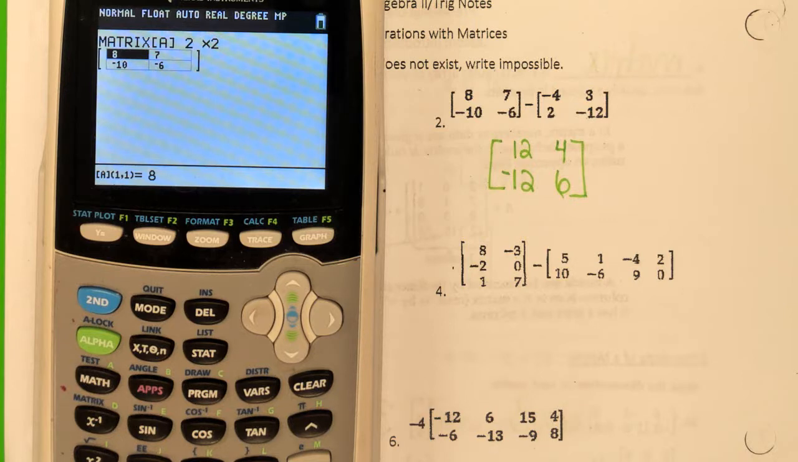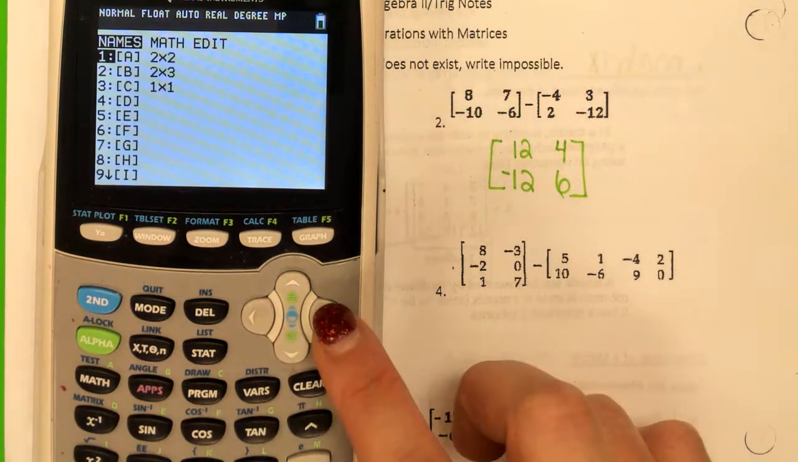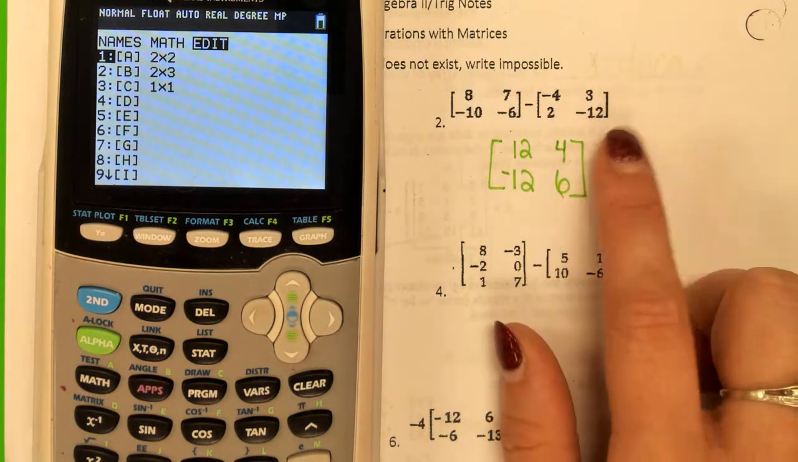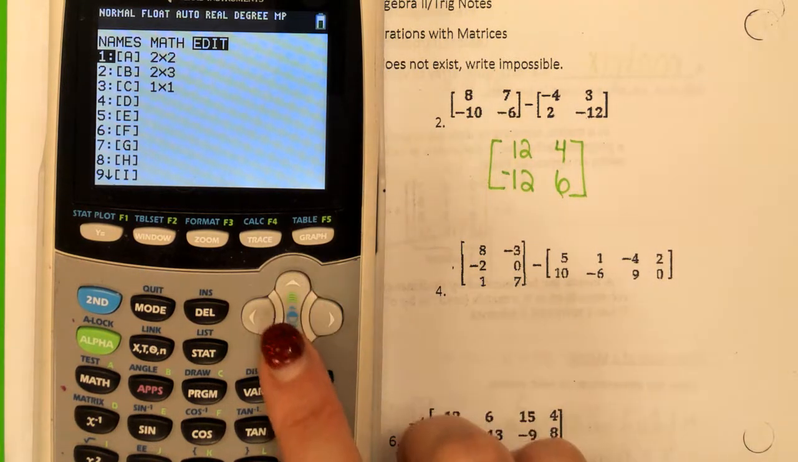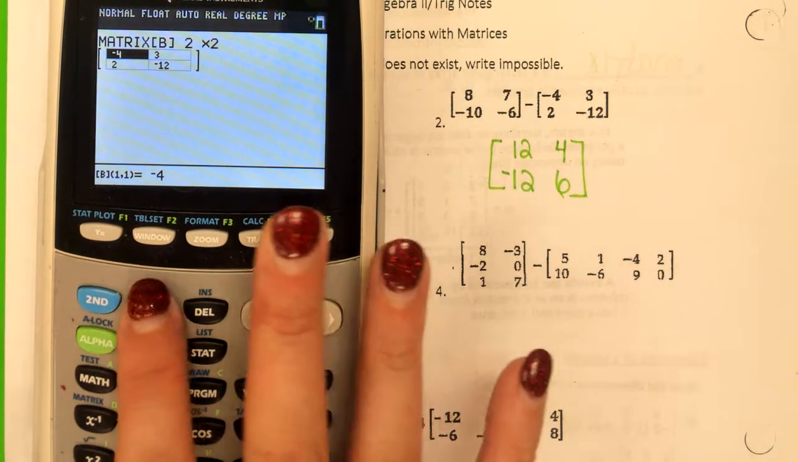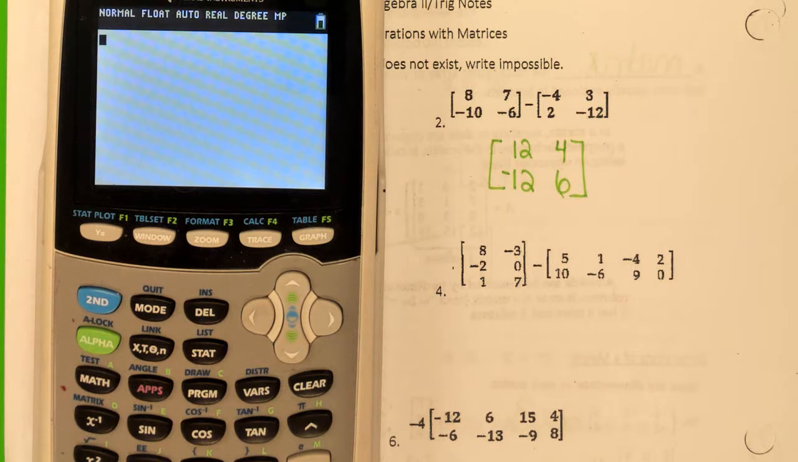Dalton, you good? Okay. Then we go back to matrix again. We go over to edit again. But this time we're going to edit the second one, right? It's another square. It's another 2 by 2. Are you okay so far? Okay, you have to get out of edit mode. You have to get out of the whole thing. So you're going to hit second and quit. Okay? Good with that?